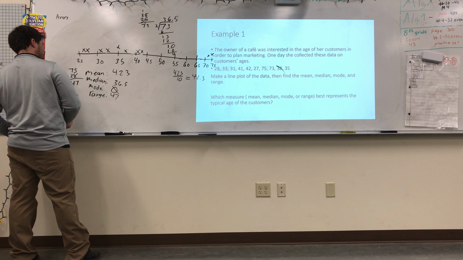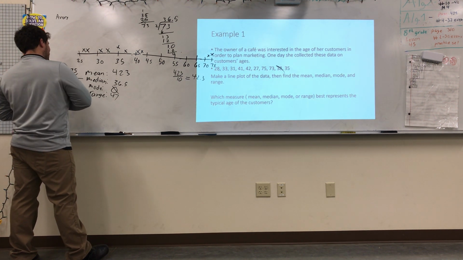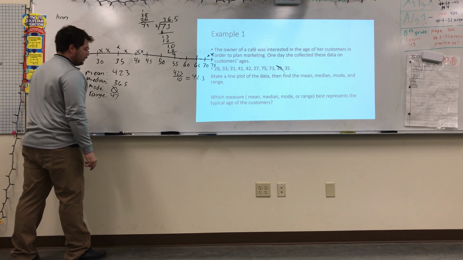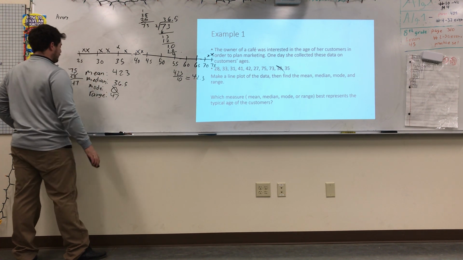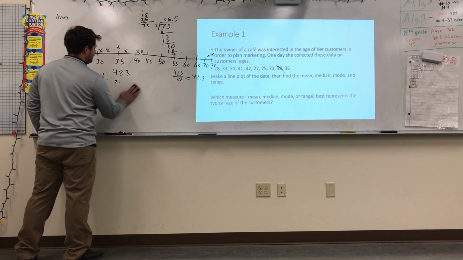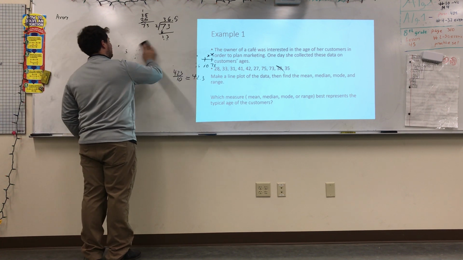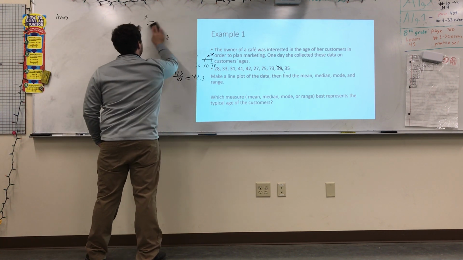Range is telling me there's quite a gap from top to bottom, 47 years difference. Mode's not going to help us here, and mode really isn't going to be one thing that I look at too much. There are some instances where mode is the right idea to go with, but in this case, I would probably stay with my median.